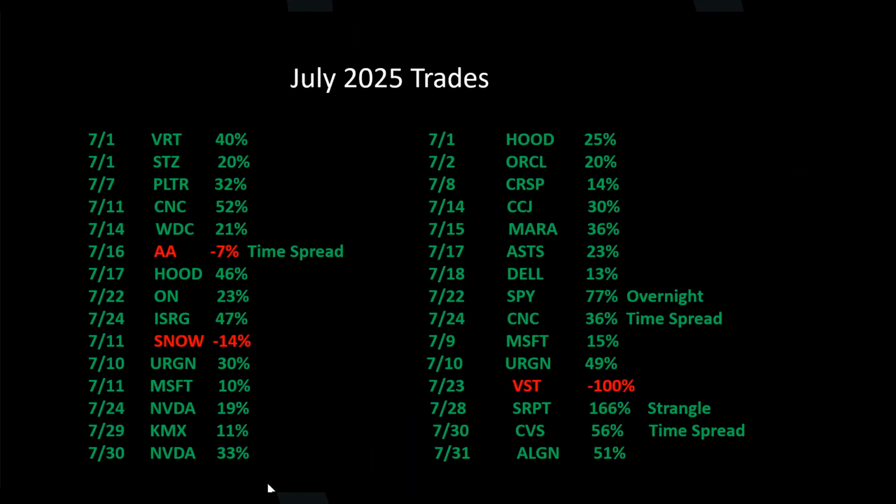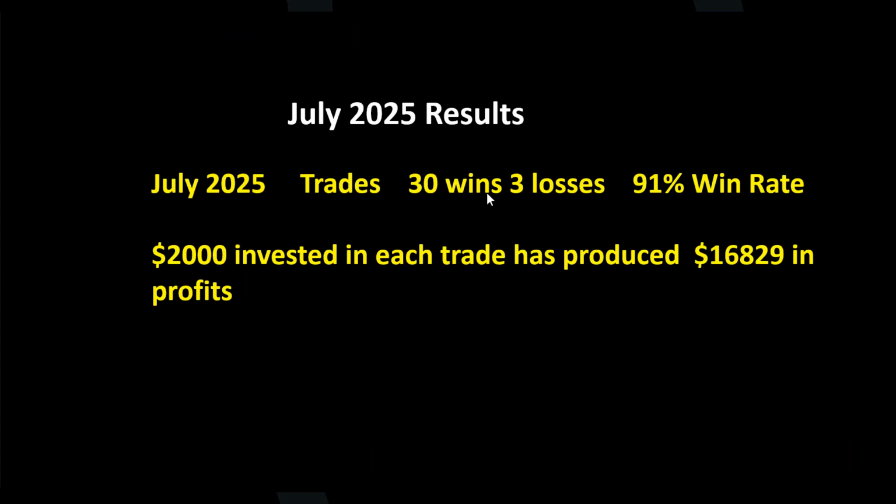This was July. I was back from vacation apparently, and we took a lot of trades in July. July we had 30 wins and 3 losses. That's a lot of trades. Probably the most we've taken in any one month this year. 91% win rate. This is very difficult to maintain, 90% win rates. Really, really hard. But we had a good month. $2,000 invested in each trade produced about $16,800 in profits if you took the trades we had in the room.